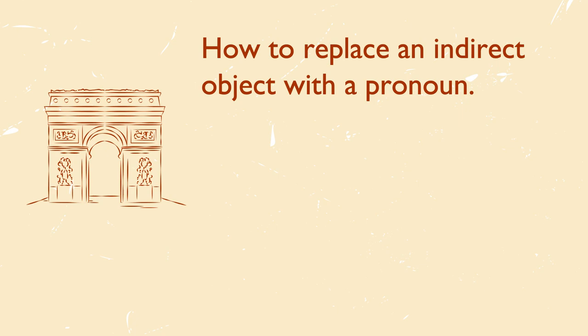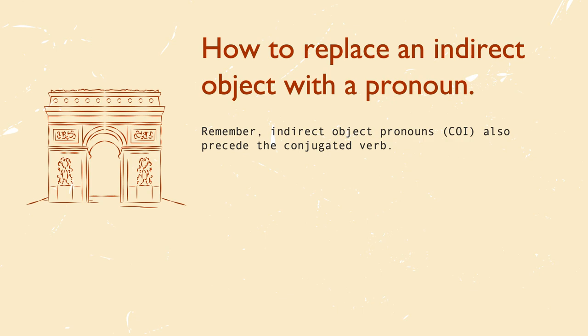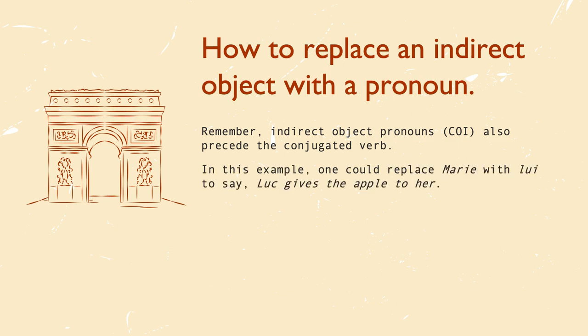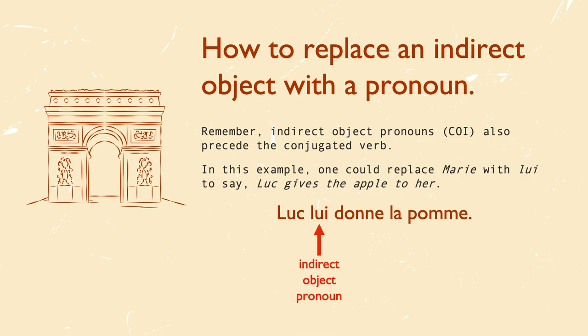How to replace an indirect object with a pronoun. Remember, indirect object pronouns, COI, also precede the conjugated verb. In this example, one could replace Marie with lui to say Luc gives the apple to her. Luc lui donne la pomme. Notice that the indirect object pronoun appears before the verb, just like our direct object pronouns did.